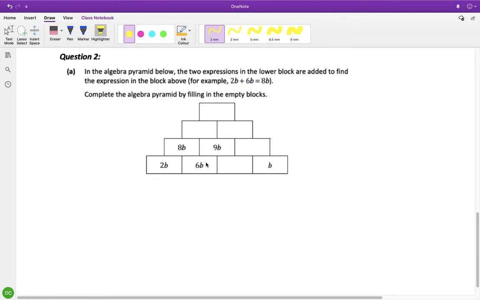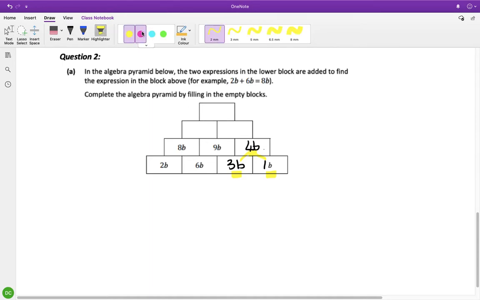Now, this one and this one are going to add to make this one. So that means that one, 6, and it has to be a 3. So that's going to be 3b. Yeah? Then we have this one and this one, those two will come together to make this one. So that b that's just on its own is a 1b. So 3b and 1b makes 4b.